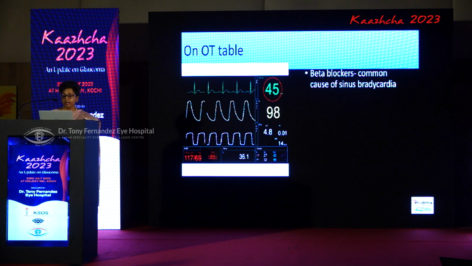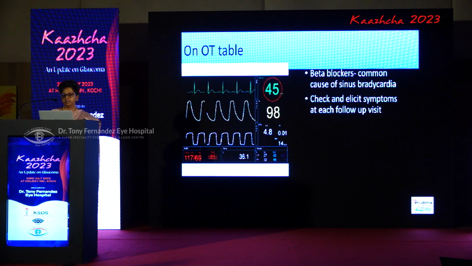And there was a patient of mine who said, I will not come the next visit because I'm scheduled for a pacemaker implantation. And I said, you are on timolol, let us first stop that, and later on you can go back to your cardiologist again after 3 weeks and then go ahead with this pacemaker. Stopping the timolol was enough and the patient never needed a pacemaker. So don't underestimate this. Check and elicit symptoms.